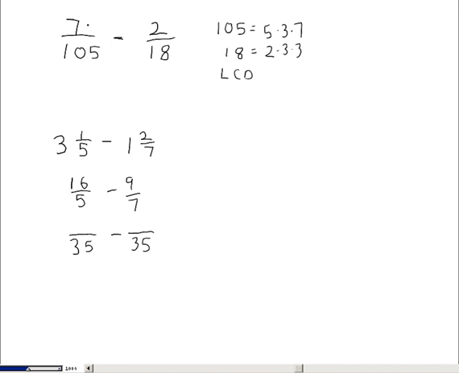Here's a problem, 7 over 105 minus 2/18. Well, again, we have to get a common denominator anytime we're adding or subtracting, so we need to get a common denominator between 105 and 18. Now, I can't do this in my head, so what I'm going to need to do is break these numbers down into primes. 105, well, 5 goes into 105 because it ends with a 5 or a 0. If you take 5 into 105, it goes 21 times, and 21 breaks down into 3 times 7. 18, well, 2 goes into 18 9 times, and 9 is 3 times 3.